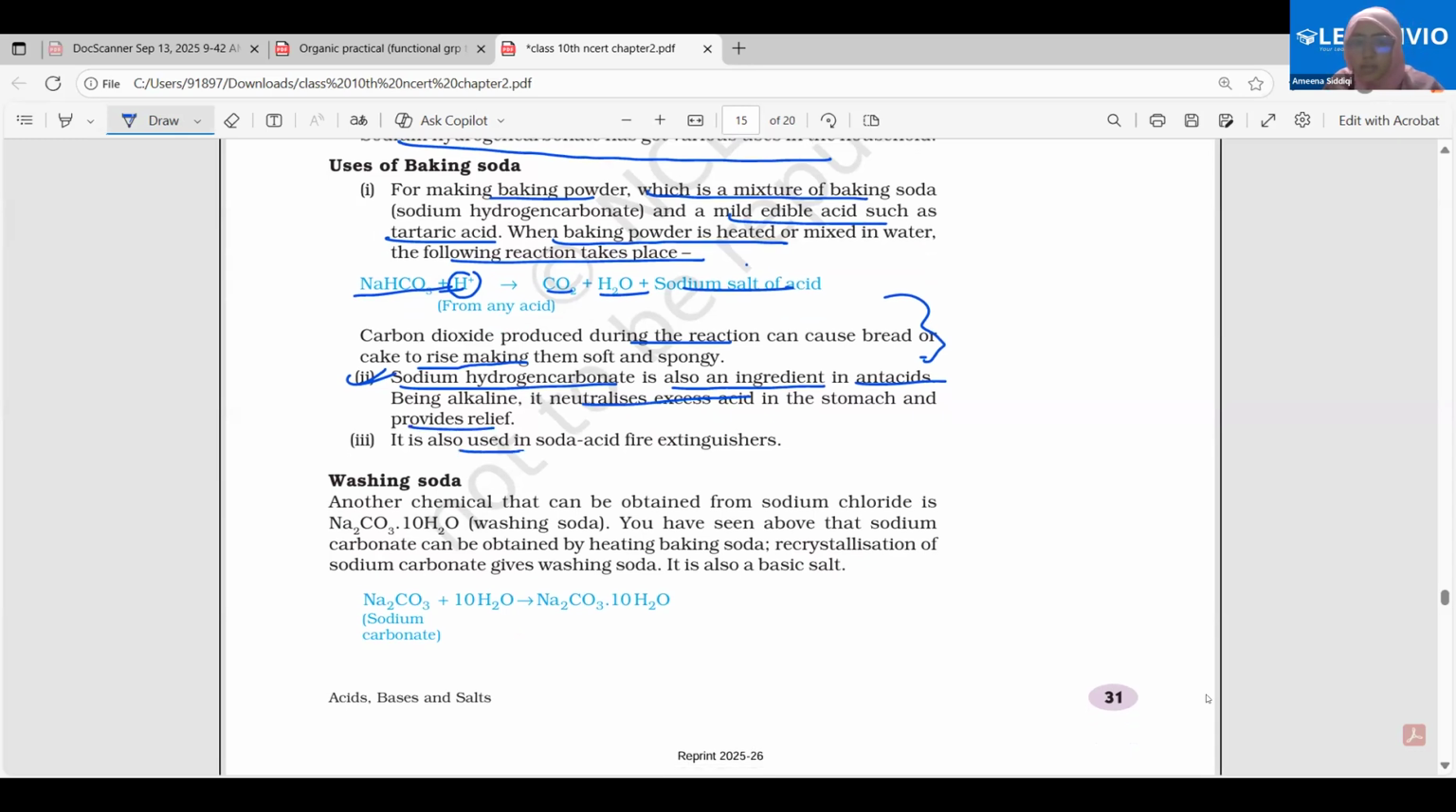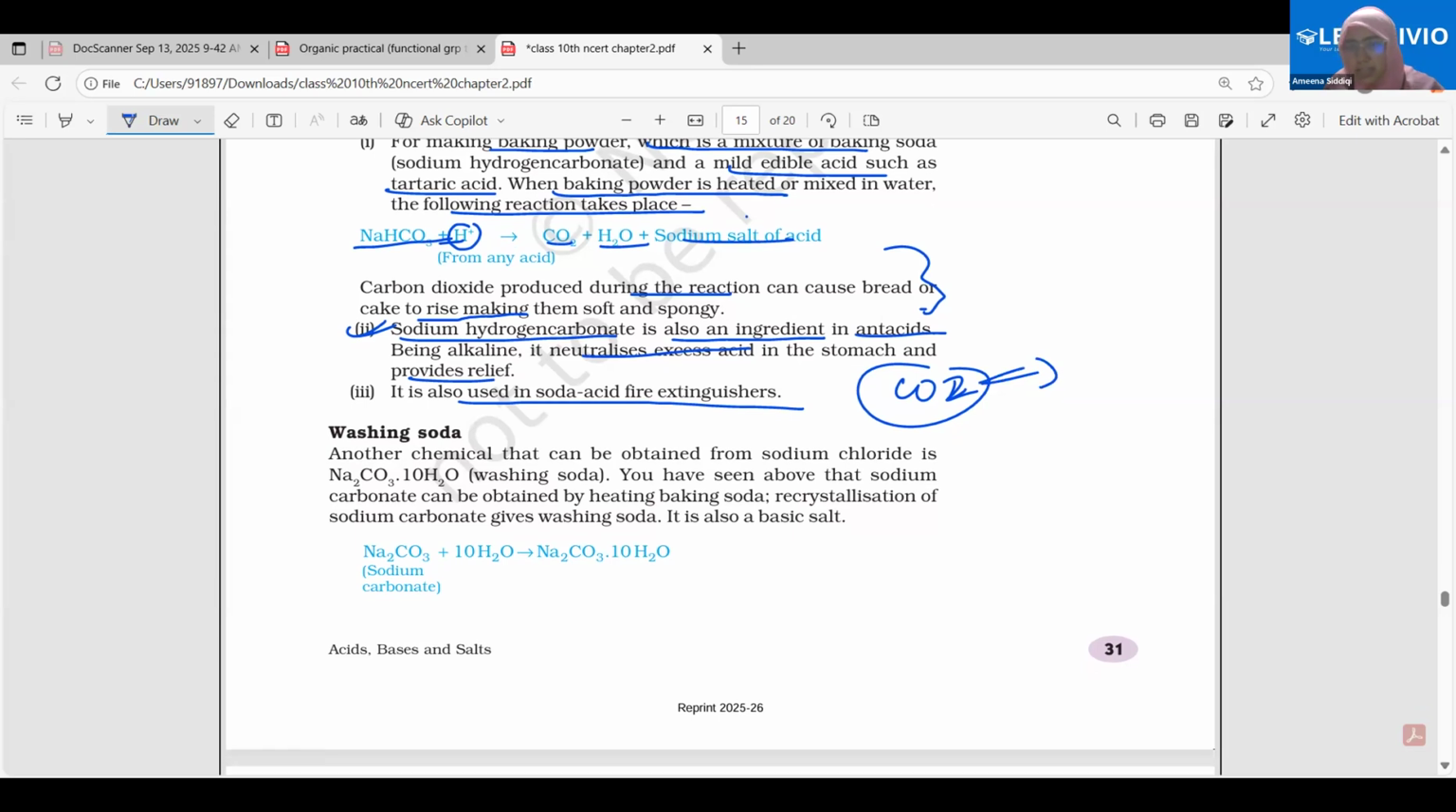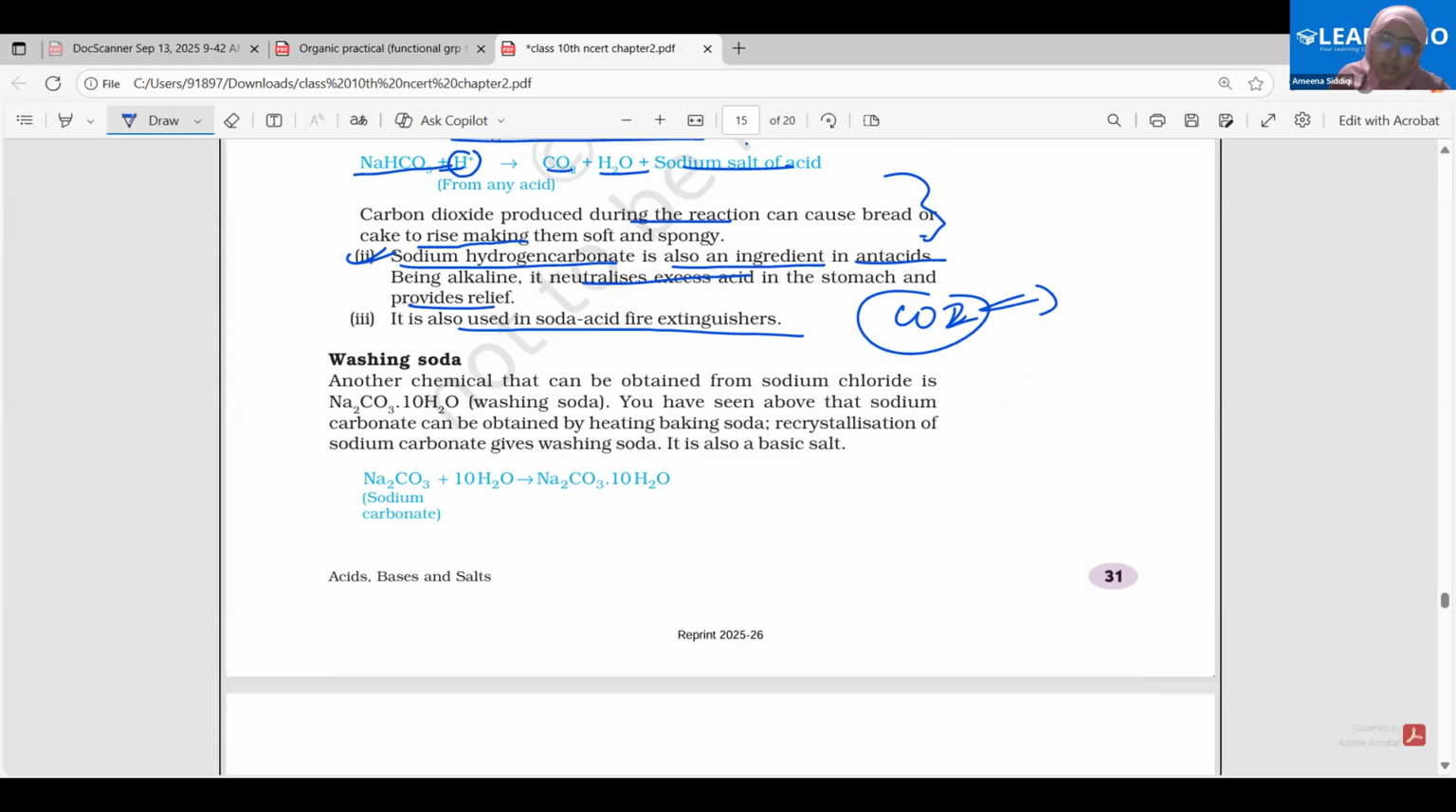Same concept. It is also used in soda fire extinguishers. Why is it used in soda fire extinguishers? Because through the reaction we can have CO2, right? We saw that through the reaction of sodium bicarbonate with mild acids, we can have carbon dioxide, and this is used to basically stop the fire. Okay, is it clear? Coming on to the washing soda.